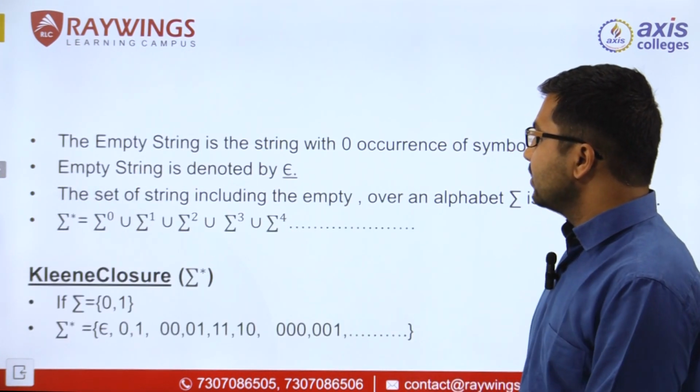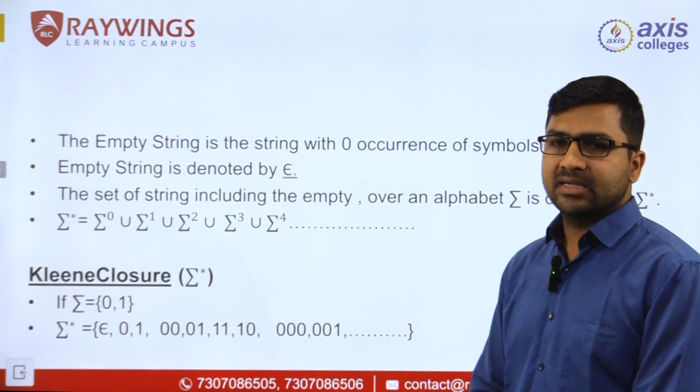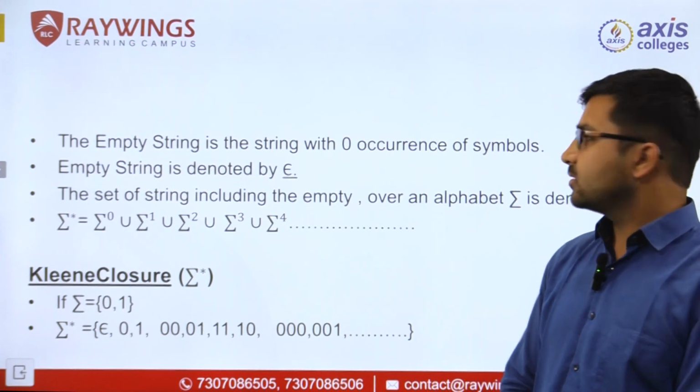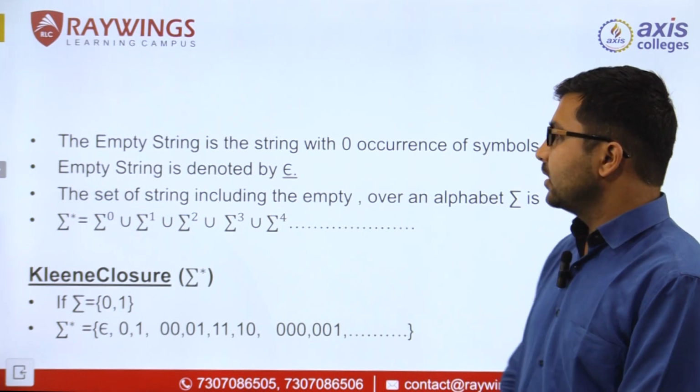Then in the next slide, I am talking about the empty string. The empty string is denoted by null. The empty string is the string with zero occurrences of symbols.